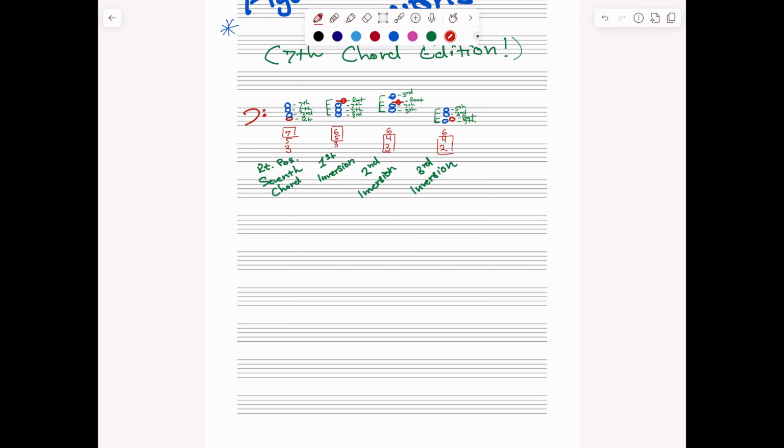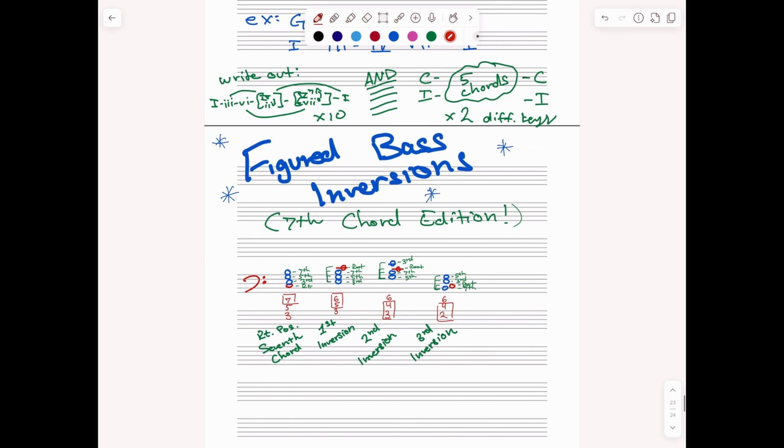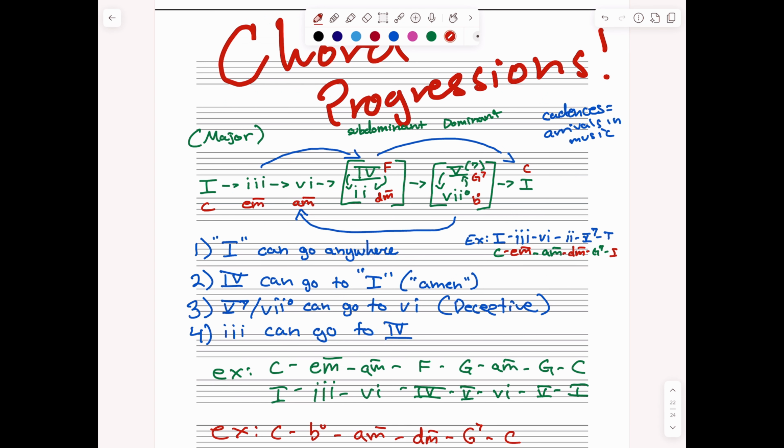Let's go ahead and review major chords. So here is our major chord progression. We're just going to do this kind of fast. So 1 goes to 3, goes to 6. After that we have our bracket, which has 4 that goes down to 2. 2 does not go up to 4. After that, we leave our subdominant bracket and we go to our dominant bracket, which is right here, circled. And then 5, 7, and 7 diminished can go back and forth, and that goes to 1.